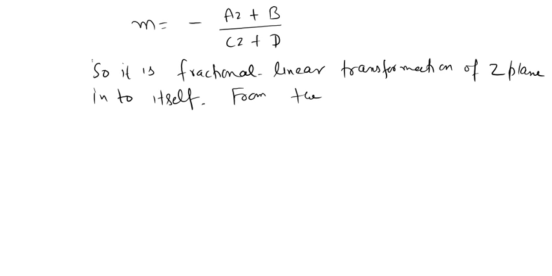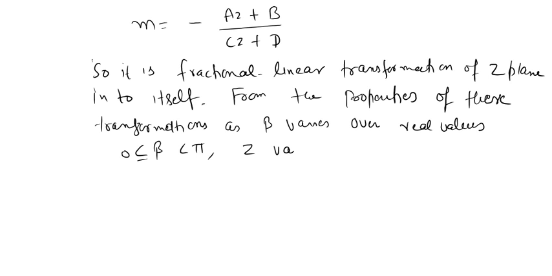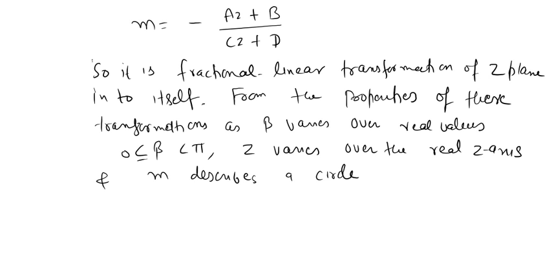So from the well-known properties of these linear transformations, as beta varies over real values, so given beta from 0 to pi, z varies over the real z axis, and therefore m describes a circle. It describes a circle in the z plane.